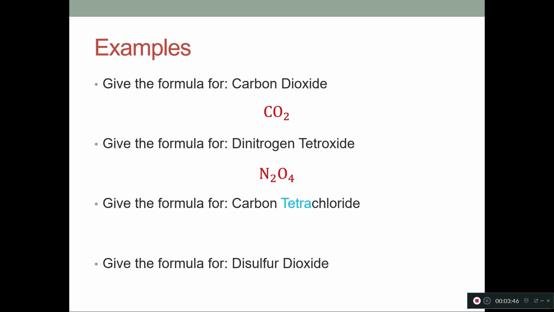Then the next one, we have carbon tetrachloride. Again, there is no mono in front of the carbon, so that means there is one carbon because this is the first atom listed in the name. Then we have tetrachloride here, so that means we have one carbon and 4 chlorines. So that's CCl4. The next one, we have disulfur dioxide, so that means we have 2 sulfurs and 2 oxygens. So S2O2 for that one.